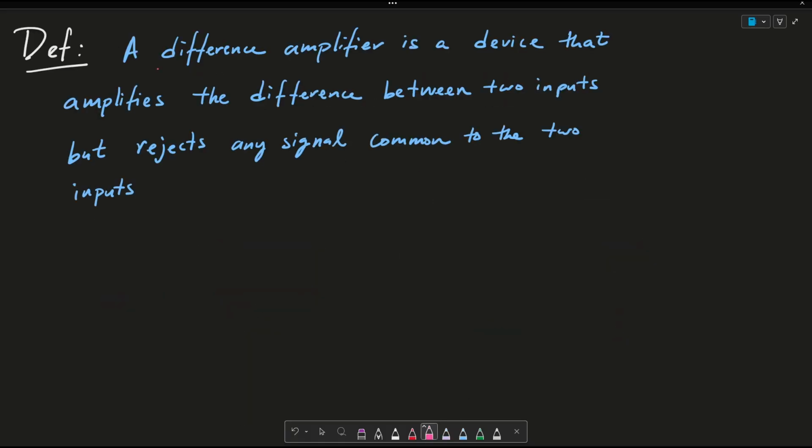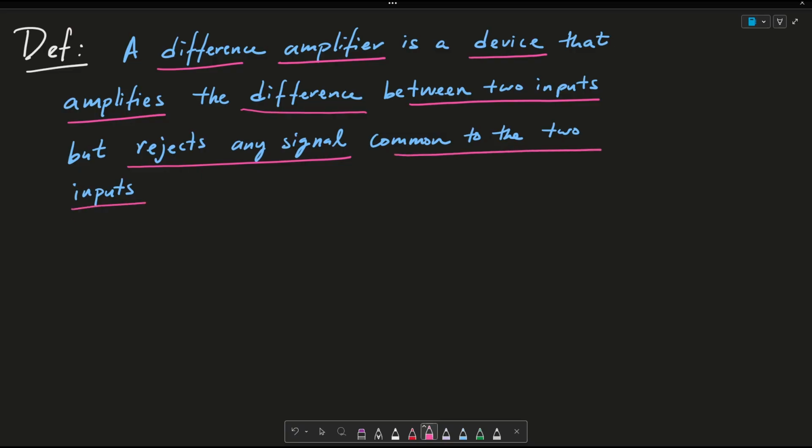It says that a difference amplifier is a device that amplifies the difference between two inputs but rejects any signal common to the two inputs. In order to better understand this concept, I'm going to give two examples. And the first example is what's called common mode rejection.